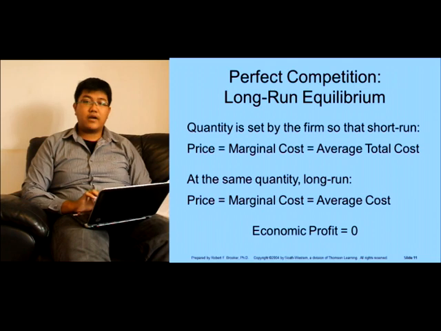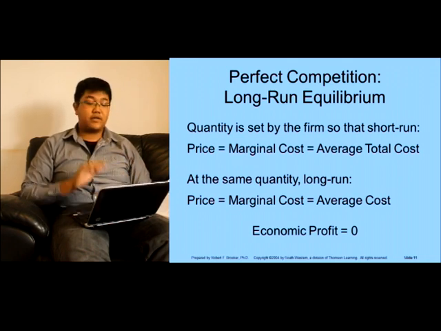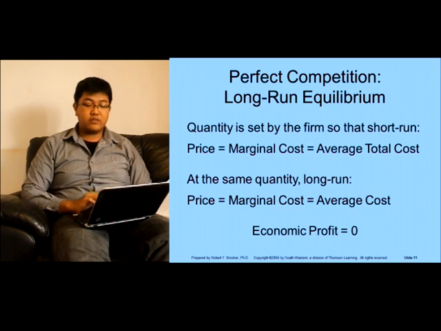And here is long-run equilibrium. In the long run, all inputs and costs of production are variable, and the firm can construct the optimum or most appropriate scale of plant to produce the best level of output. The price is equal to marginal cost equal to average total cost. At the same quantity in the long run, the price is equal to marginal cost and equal to average cost. So, the economic profit is equal to 0.